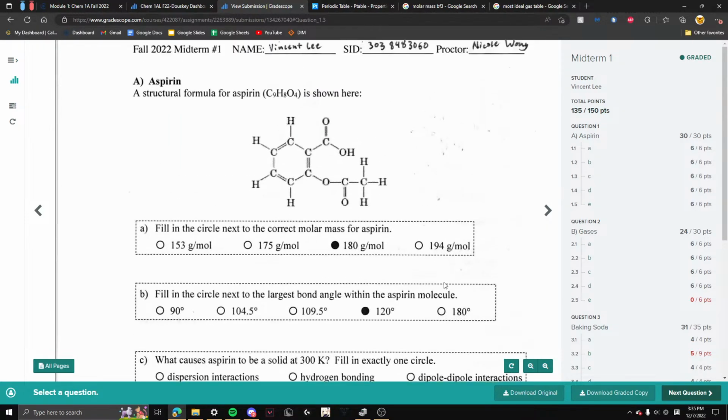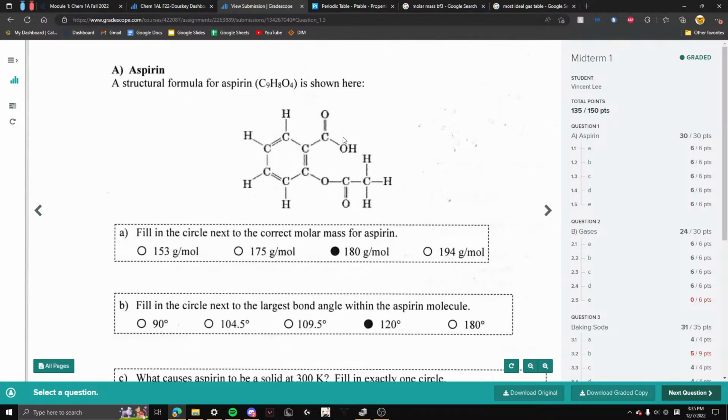Fill in the circle next to the correct molar mass. I'm not going to do this in front of you guys because I assume you guys know how to do it. Just count up whatever's inside and then do it.